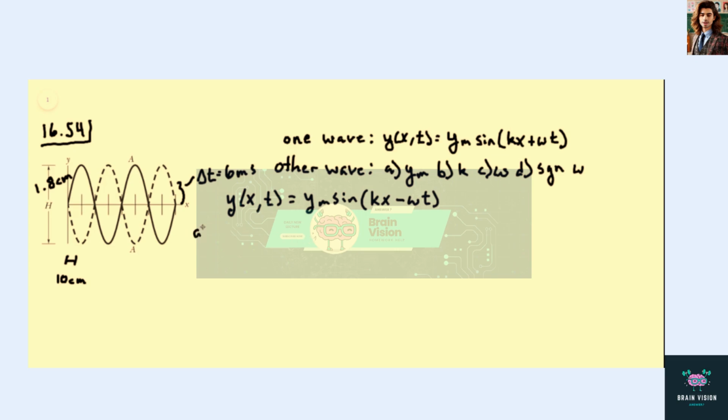So now just going through this, y sub m is going to be this distance here, which we're told twice the distance we want is 1.8 centimeters. So this has to be 0.9 centimeters or 9 millimeters.